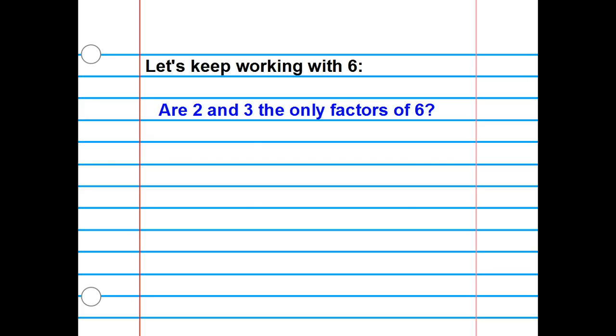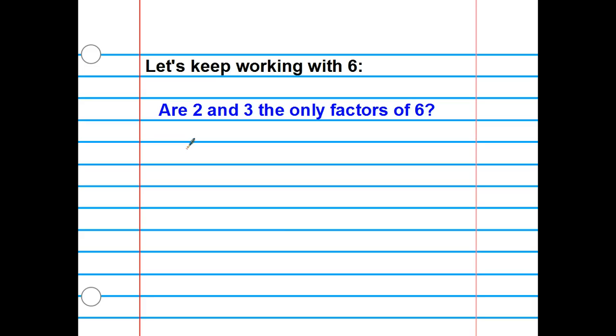So let's keep working with 6. Are 2 and 3 the only factors of 6? Is the only way I can make 6 by multiplying 2 times 3? No, you know that. In fact, I can think of one other way to do it. I know that 1 times 6 will also give me 6. Now the next question is, is that all of them?